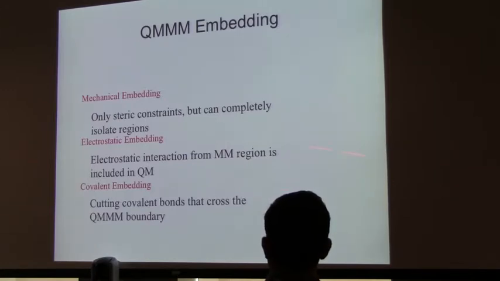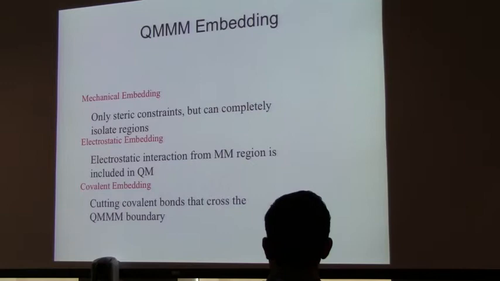You can also look at electrostatic embedding. And in this case, you're actually taking into account the MM region in the QM region by some kind of electrostatic interaction. You can also do some van der Waals interactions as well. And then lastly, something a lot more difficult is covalent embedding. This usually occurs when you have some sort of bond that crosses over between the QM and the MM regions.